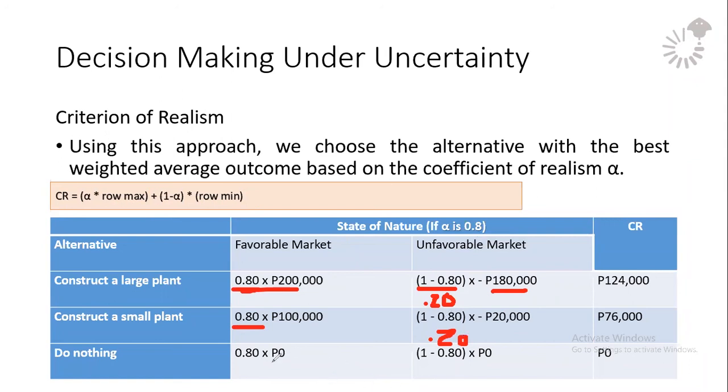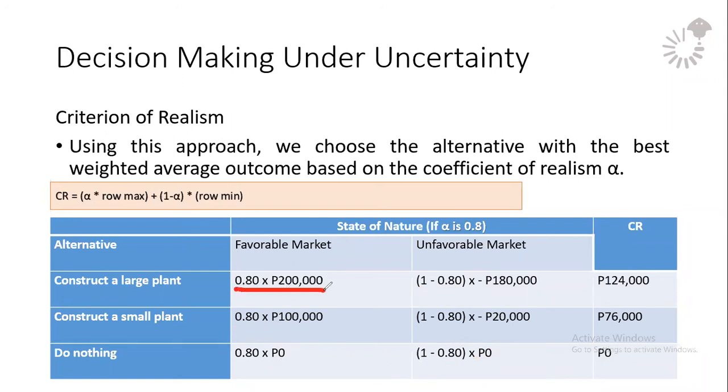So for this one, 0, sabihin natin ito yung 80% mo, 0, ito yung 20% mo. Pero pwedeng baliktad. Dahil pareho lang naman sila ng value, 0, pwedeng ito yung 20% mo, tapos ito yung 80% mo. It doesn't really matter. Ang output pa rin yan ay 0. Okay? So, ganun natin kinukuha yung criteria of realism.